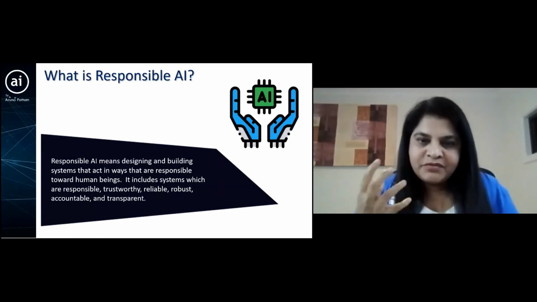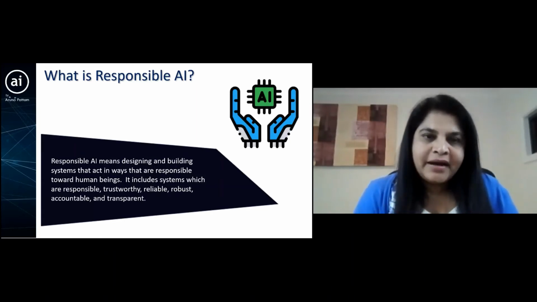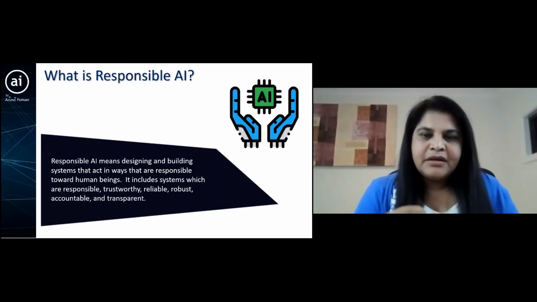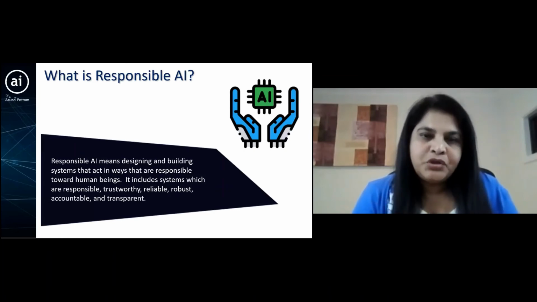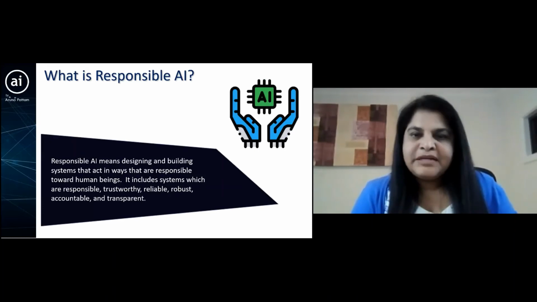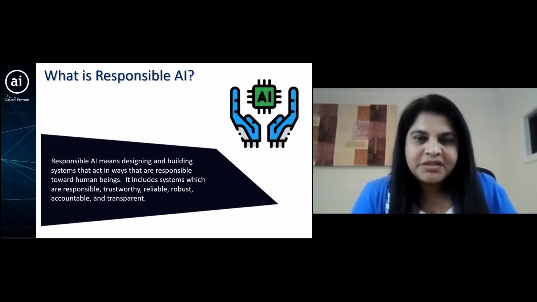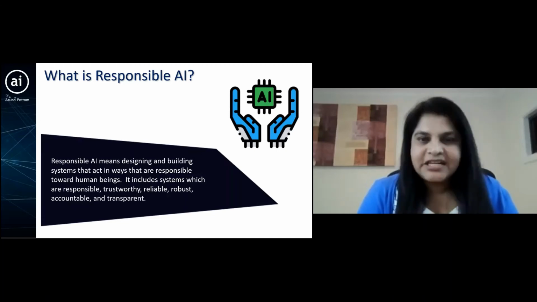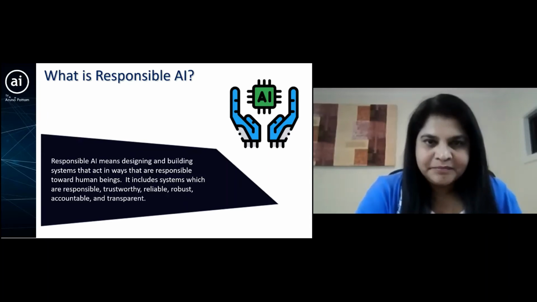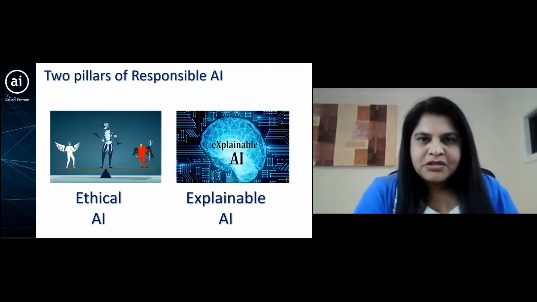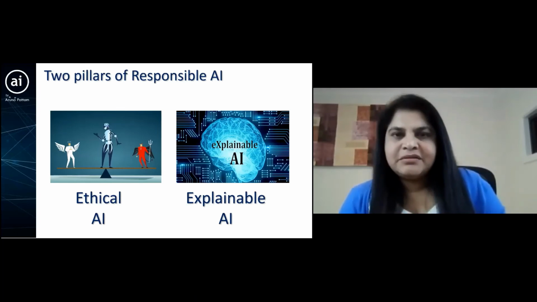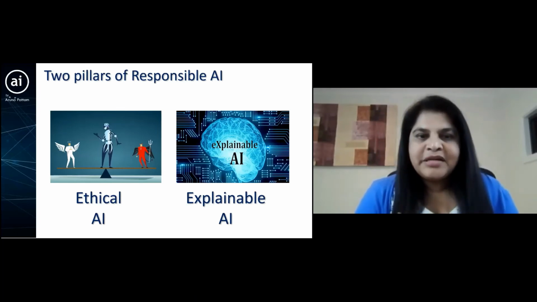So in terms of the definition, what is responsible AI? It means designing and building systems that act responsibly towards human beings. It must be responsible, trustworthy, reliable, robust, accountable, and transparent, which are all the concepts I think Hazel alluded to, and Weber as well. So how does an organization become a responsible AI organization?